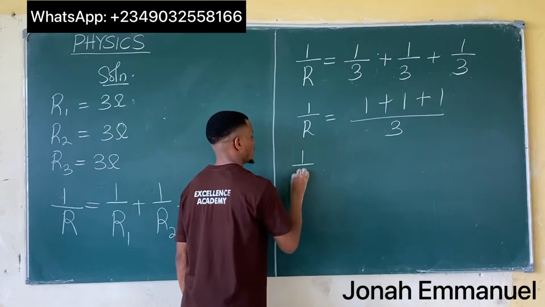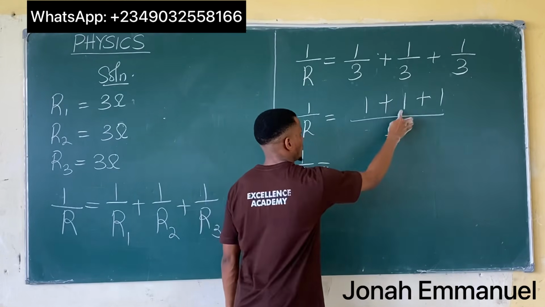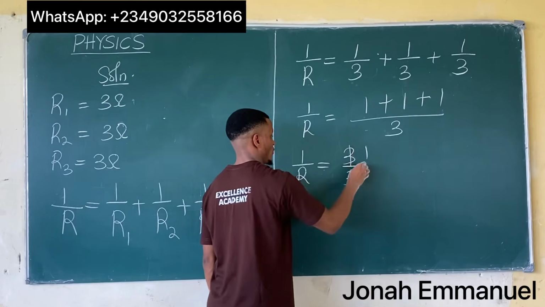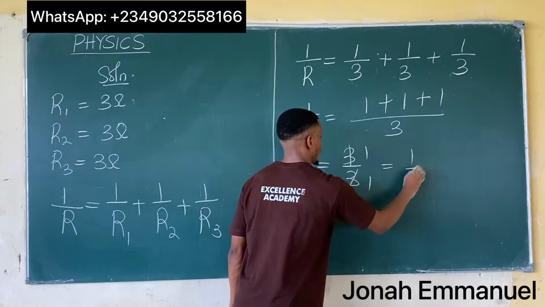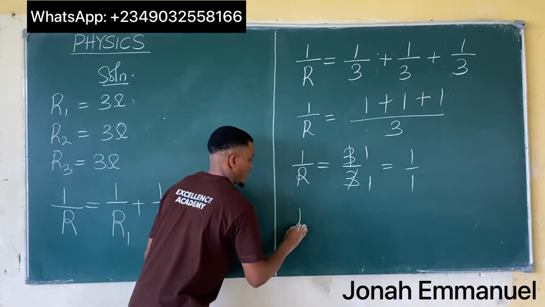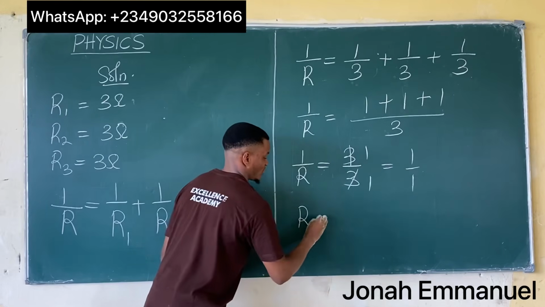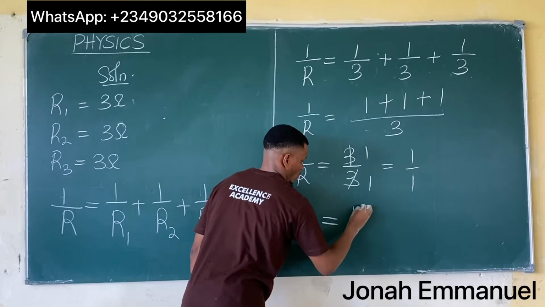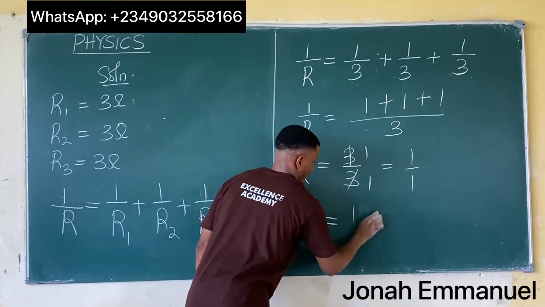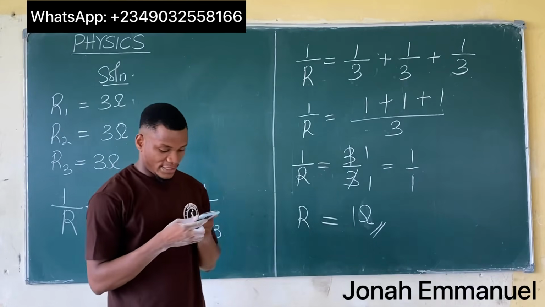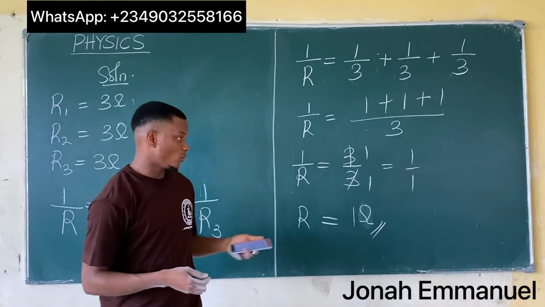So 1 over R is equal to 1 plus 1, 2, plus 1, 3 over 3. 3 here 1, 3 here 1. That's equal to 1 over 1. To get R, simply take the inverse. So R is equal to 1 over 1, which is 1 ohm. So the answer there is 1 ohm, and that is option A, 1 ohm.